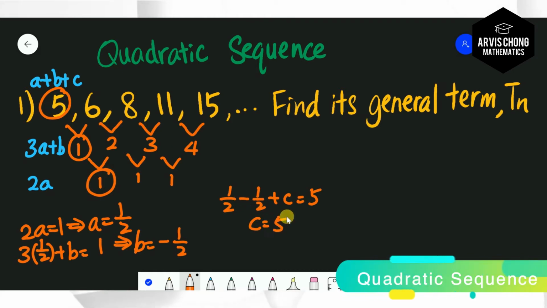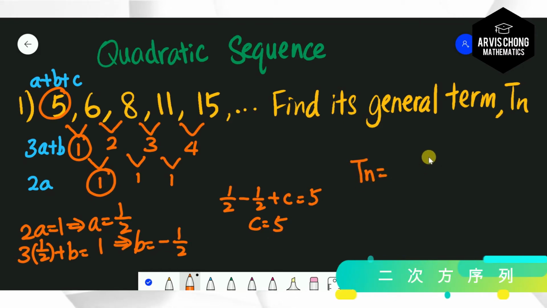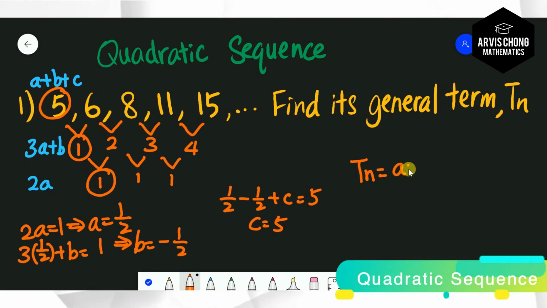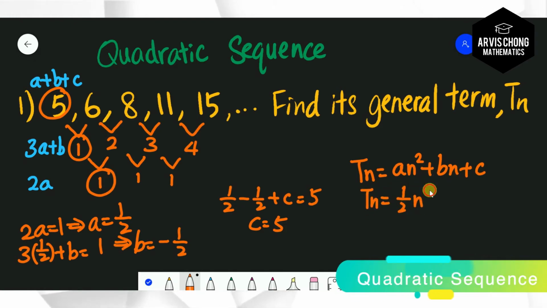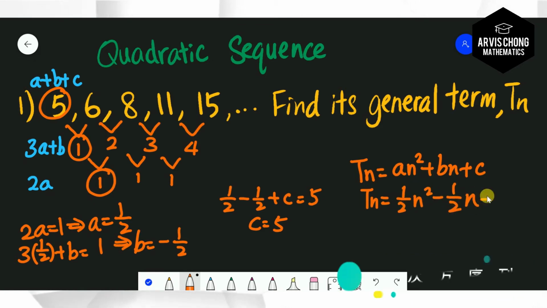So C will be 5 here, right? So our final step, Tn, as we know, the quadratic sequence is an squared plus bn plus c, right? So we need to substitute the values of a, b, and c inside. So a is 1 over 2, and then b is negative 1/2, right? So Tn equals 1/2 n squared minus 1/2 n plus 5. Okay, this will be our final answer.